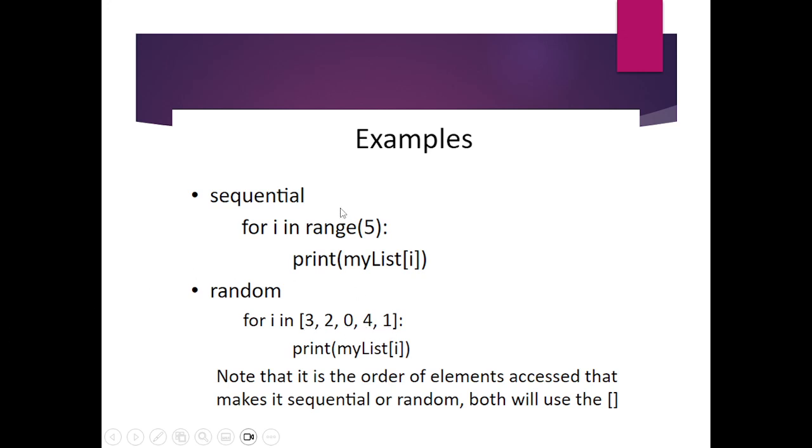So the range is in sequential form and this one is in random form, which means we have the random numbers. Note that it is the order of elements accessed that makes it sequential or random. Even if we call the range one sequential, it will just function the same as this random one, but in sequence. So sequential is in sequence, then random is randomized. Okay.